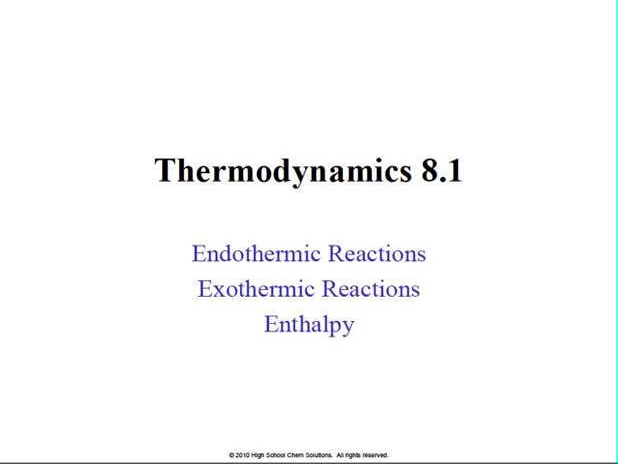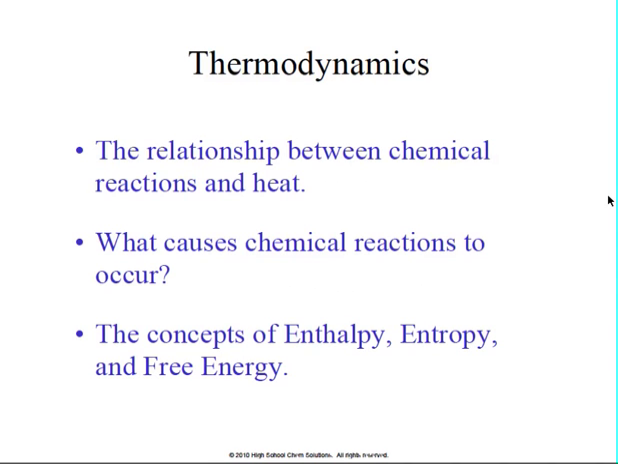About endothermic and exothermic reactions, and then something called enthalpy. Thermodynamics is the relationship between chemical reaction and heat. So when a chemical reaction happens, there is a change in heat, meaning a movement of energy either out or into the system. Now, what causes chemical change to occur?